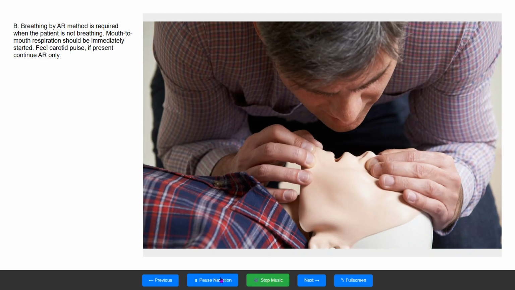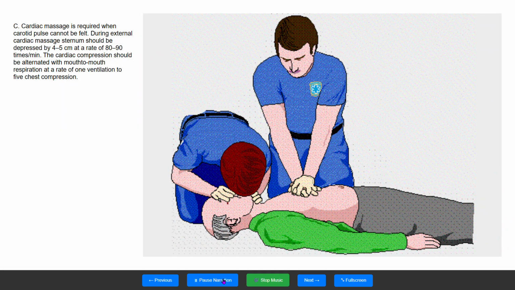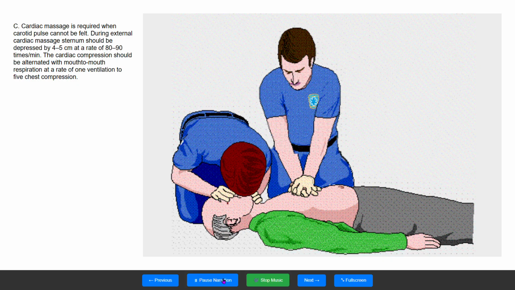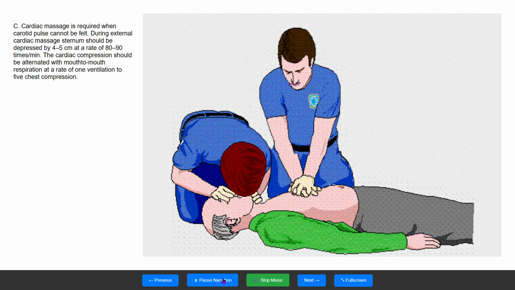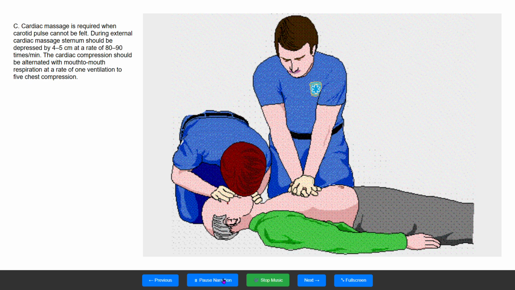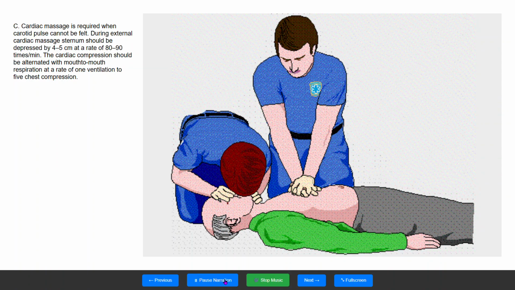B. Breathing by AR method is required when the patient is not breathing. Mouth-to-mouth respiration should be immediately started. Feel the carotid pulse; if present, continue AR only. C. Cardiac massage is required when the carotid pulse cannot be felt. During external cardiac massage, the sternum should be depressed by 4 to 5 centimeters at a rate of 80 to 90 times/min. The cardiac compression should be alternated with mouth-to-mouth respiration at a rate of 1 ventilation to 5 chest compressions.